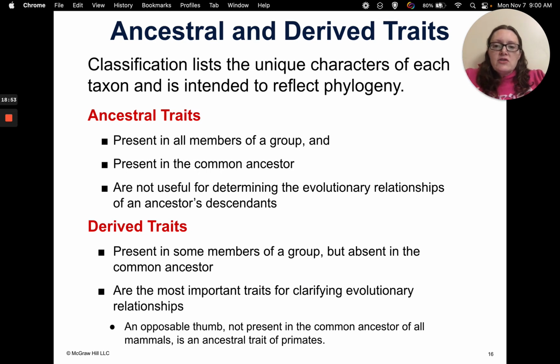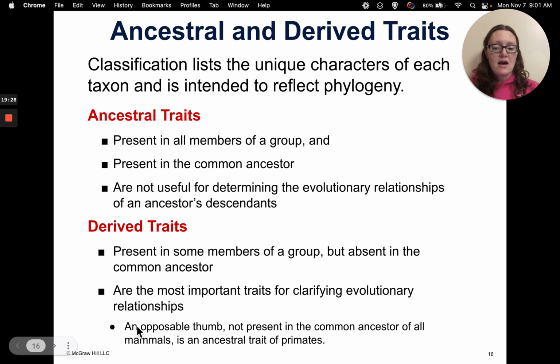So ancestral traits are present in all members of a group. Sometimes those traits can be lost though. So at one point they had them, but the traits can be lost over time as well. So it could have started off with a specific trait, but it can be lost over time. Derived traits are present in some organisms, but absent in a common ancestor. So maybe it evolved later, which is why it makes phylogeny so confusing. It's present. It could be an ancestral trait, or it could be a trait that evolved later on.